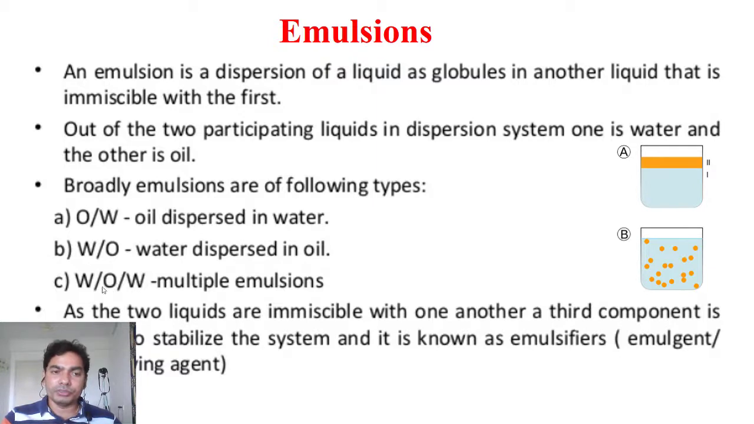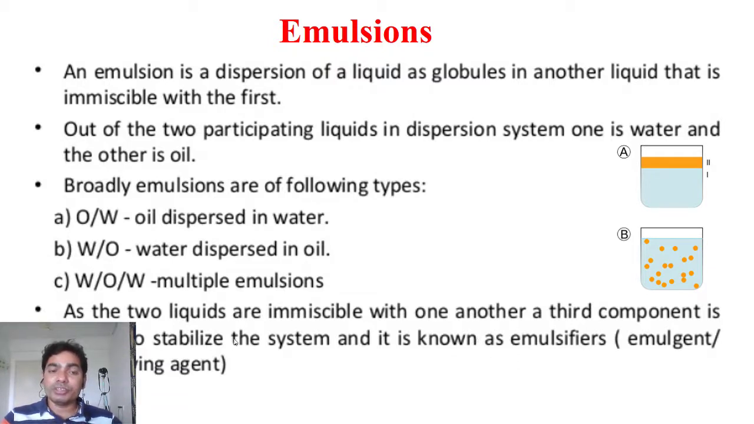So multiple emulsion. As the two liquids are immiscible, meaning they cannot dissolve in each other, a third component is added to stabilize the system, and it is known as an emulsifier.